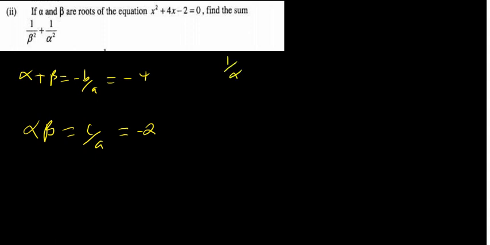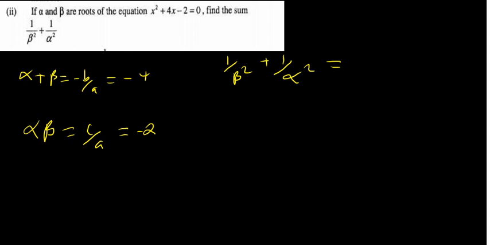So let's find alpha plus beta, which is given by negative b over a. So negative 4 over a, which is 1, so it will just be negative 4. And then alpha beta is going to be c over a. And then c is negative 2 over 1, which is the a. So it's basically the same. Now we're working out 1 over beta squared plus 1 over alpha squared.